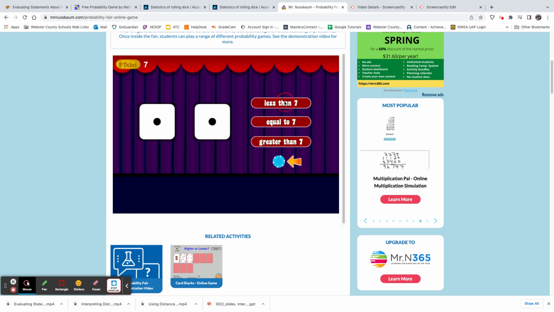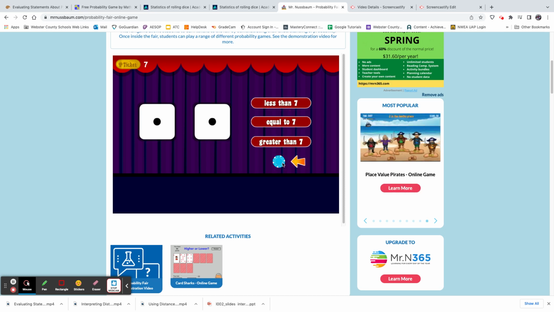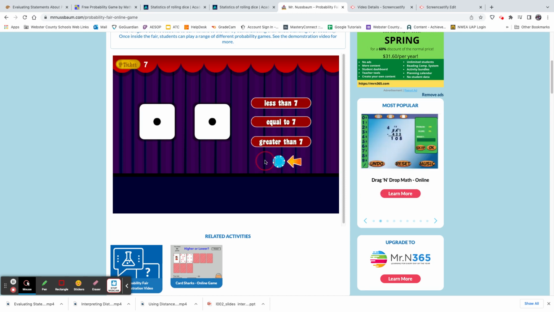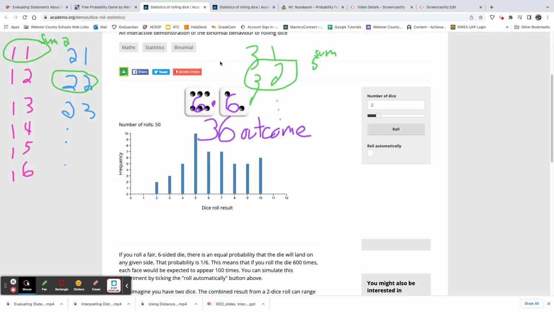So let's say that I think it's less than 7, and I wasn't sure how to get this game going. Evidently, I don't know how to play this one. Going back to this, let's roll it and let's let it keep rolling automatically.